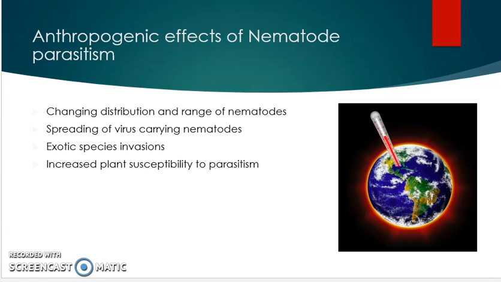Lastly, climate change may also make plants more susceptible to infection. Increased water stress due to drought, salinity stress, and heat stress all lower the plant's ability to mount an effective defense against invaders. This could potentially lead to higher infection rates in plants and potentially higher mortality rates as well.